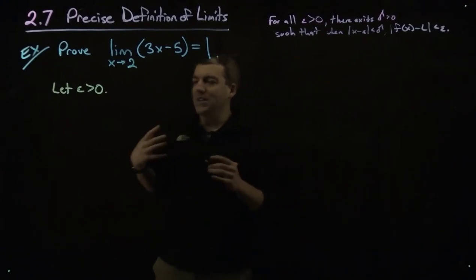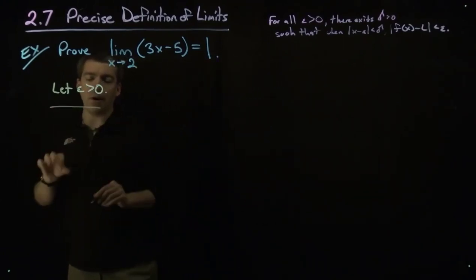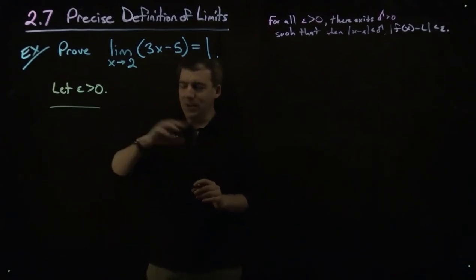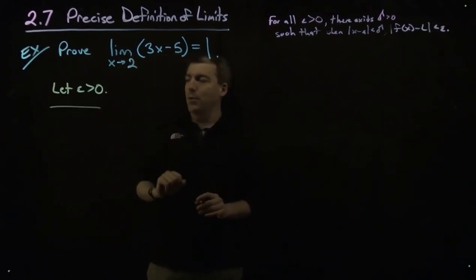So we're going to do a little aside. I'm just going to put a bar here. And we're going to work out what that delta is. Once we have that delta, we can continue with proving that this limit exists.